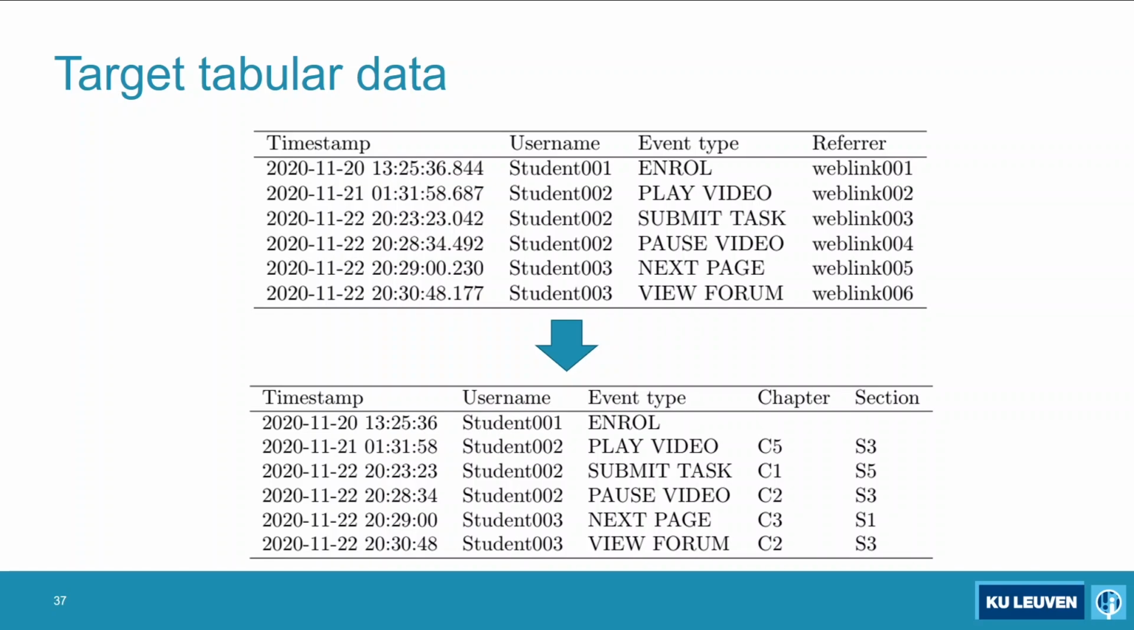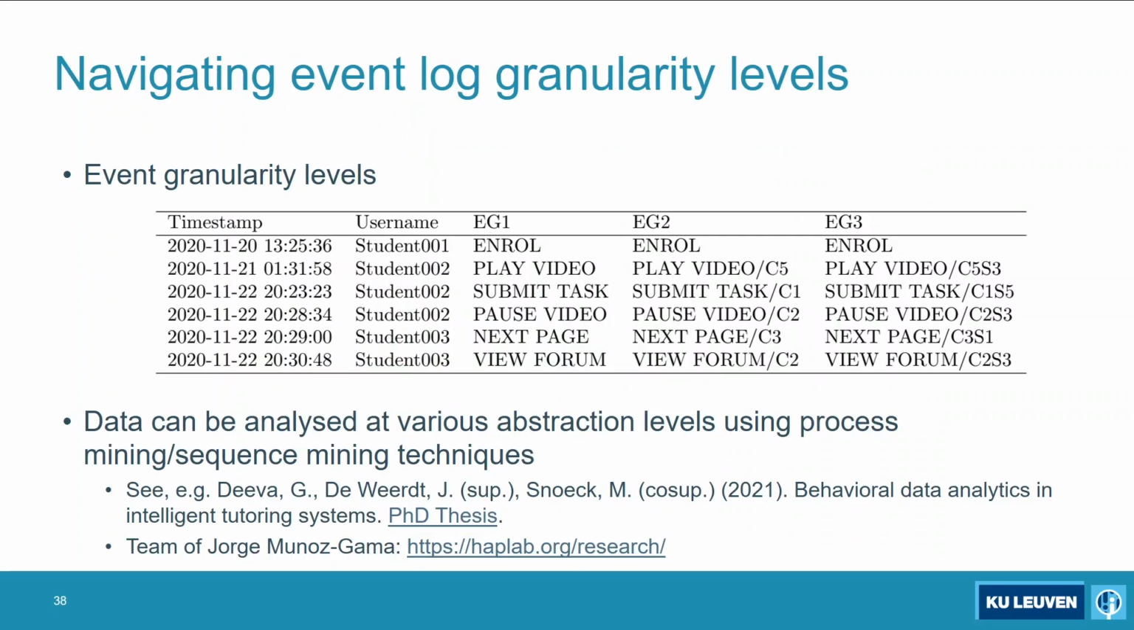Not every analysis would need you to look into chapter and section information inside the activity label. You can also work with just, let's say, the event type itself, only the event type. Of course, then you look at a different type of model, but it's possible. You navigate the abstraction level in the data.